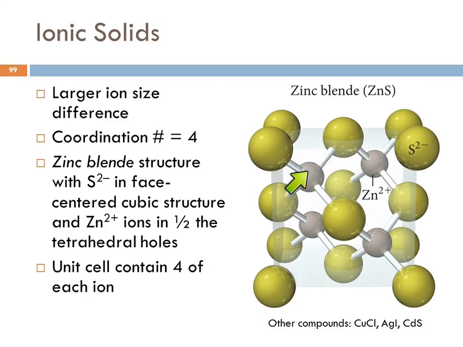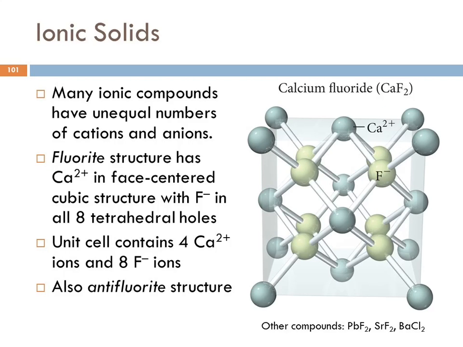Here we have an equal number of sulfide and zinc in the whole thing, not in this picture, but you have a 1-to-1 ratio. So the zinc is not occupying all of the tetrahedral holes, only half of them. Over here, where we have a 1-to-2 ratio, the fluoride's going to be in all of them.